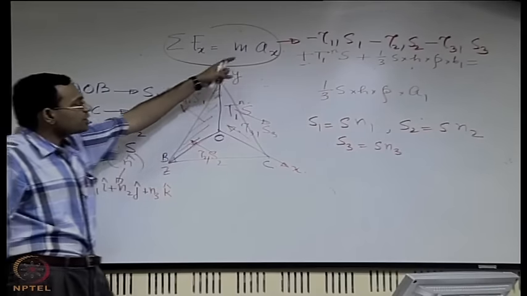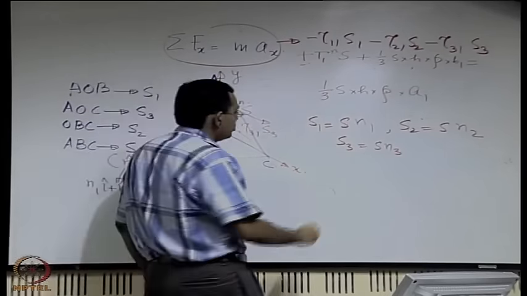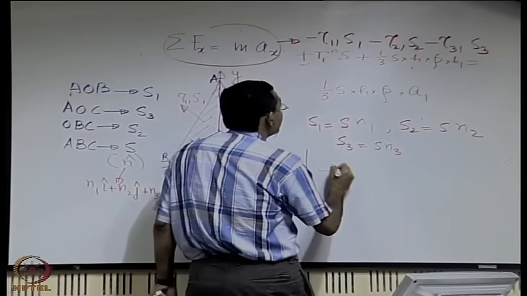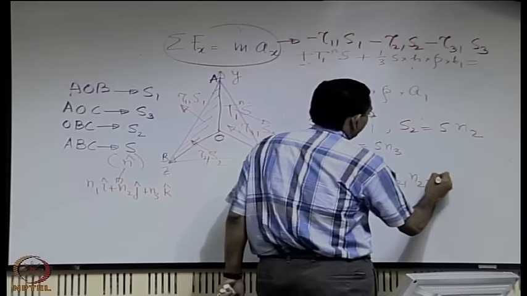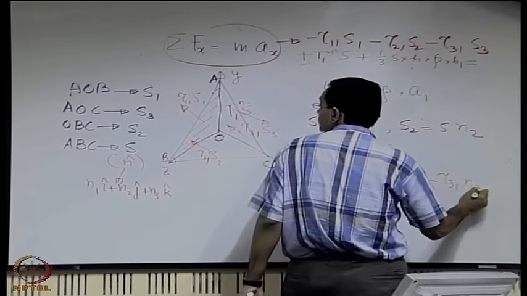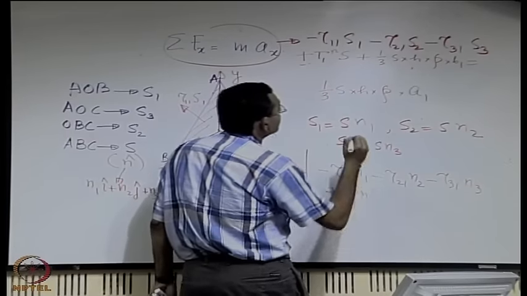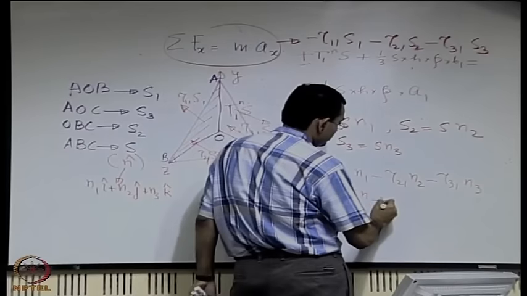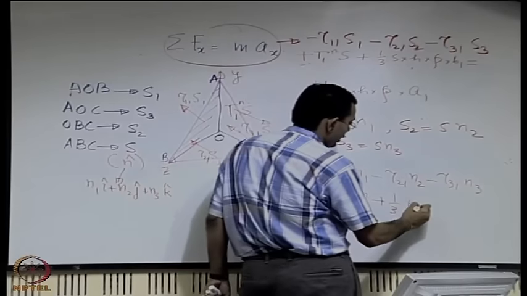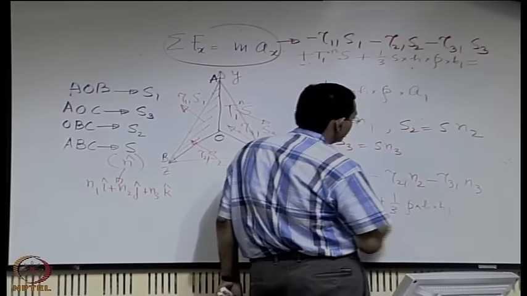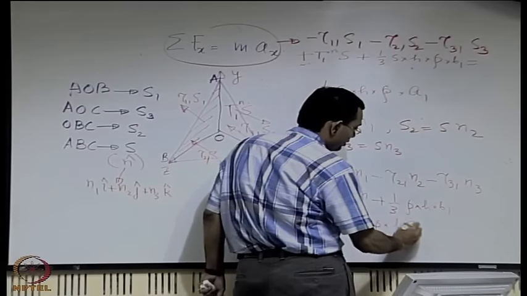So in that way, if you substitute in this equation, you will see that S gets cancelled out. So what you will get? Minus tau 11 n1 minus tau 21 n2 minus tau 31 n3 plus T1 plus 1/3 rho into H into B1 is equal to 1/3 rho into H into A1.